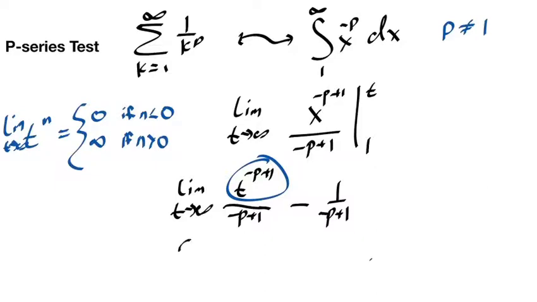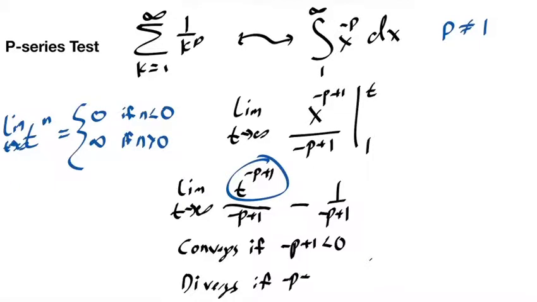So this one converges if negative p plus 1 is less than 0, and it diverges if negative p plus 1 is bigger than 0. And let's just look at each of these. Well, that just means that p is bigger than 1, and that just means that p is less than 1. So doing a little bit of math.